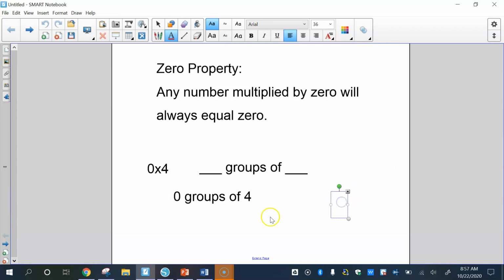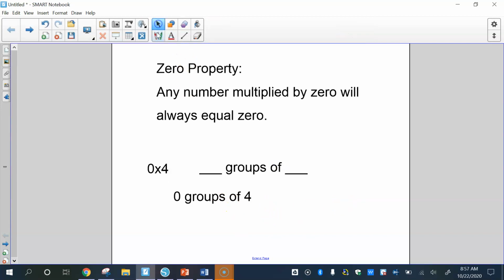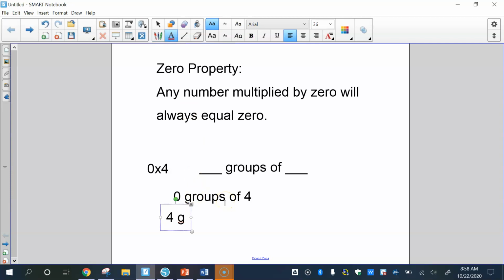So if we wanted to model that, if we wanted to draw it with our pen, how would we do that? How many groups would we put? 0. So that's why everything that is times 0 is always going to equal 0. If we have 0 groups of 4, we can't even put a group. We don't have anything. Maybe you're like, Mrs. Miles, what if you have 4 groups of 0?